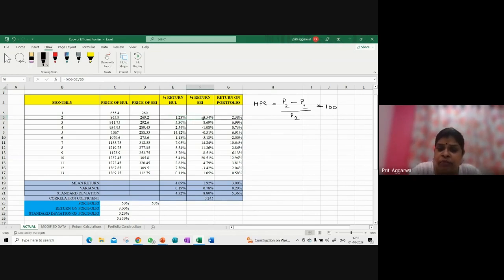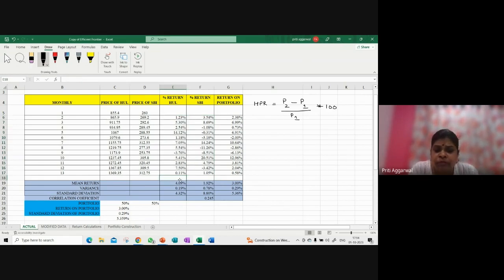Similarly, for State Bank of India also, we use the same formula of HPR, right? The price at the end of the second month minus the price at the end of the first month divided by the price of the first month. That will give you your HPR. So once we have the HPR, because friends, I have taken data of 30 months, but definitely the HPR will get it for only 12 months, right? So we have got the data of the 12 months.